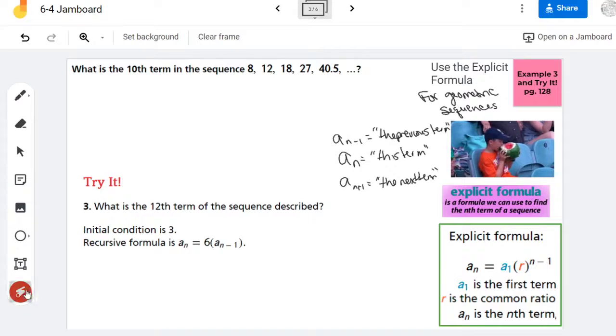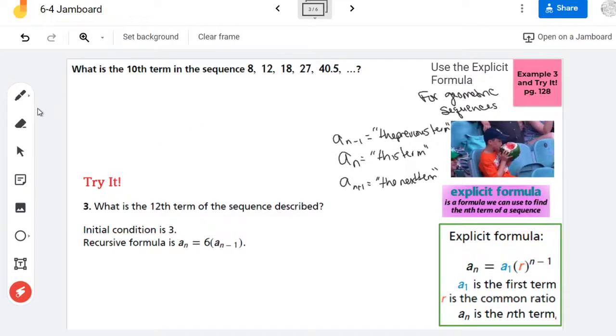So let's read through the formula in English so that you understand what we're doing. To find this term, you need to take the first term and multiply it times the common ratio raised to the term number before's power. A little weird, but okay. So let's give this a shot.